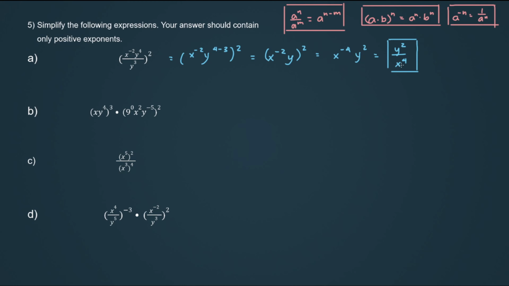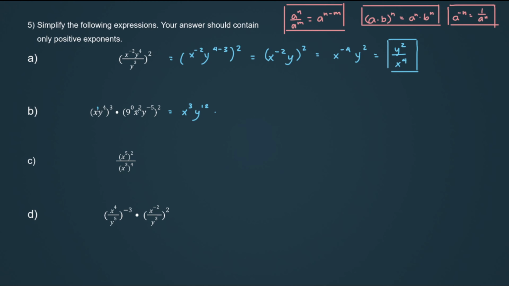Now, for B here, we have this same idea. We have two things being multiplied. We can distribute that 3. Same idea here, 3 things being multiplied. We're going to distribute that 2. So we're going to multiply all of the exponents by that outer exponent here. So 1 times 3 is going to be 3. 4 times 3 is 12.